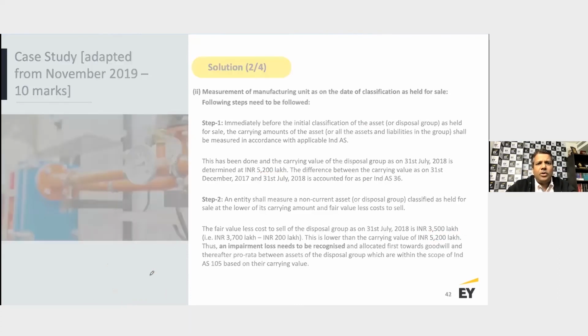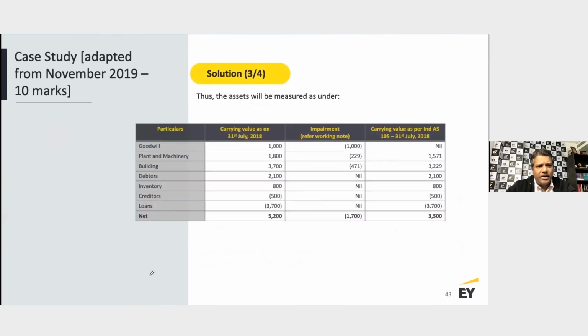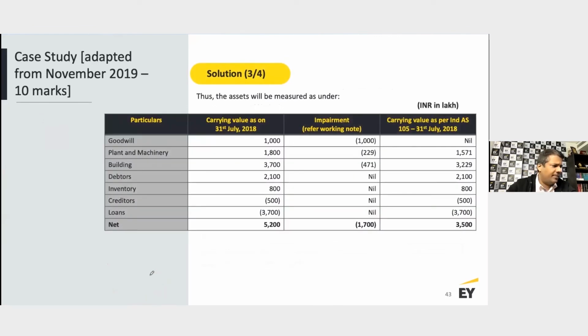So how do I do this? When I look at measurement, I have goodwill. This was 5,200 as of 31st of July, and then I have to allocate this 1,700, which is nothing but 5,200 minus 3,500, which is what I just did. So 1,000 first absorbs the entire goodwill, write off, goodwill goes home. And then the balance I'm going to allocate to plant and machinery and building.